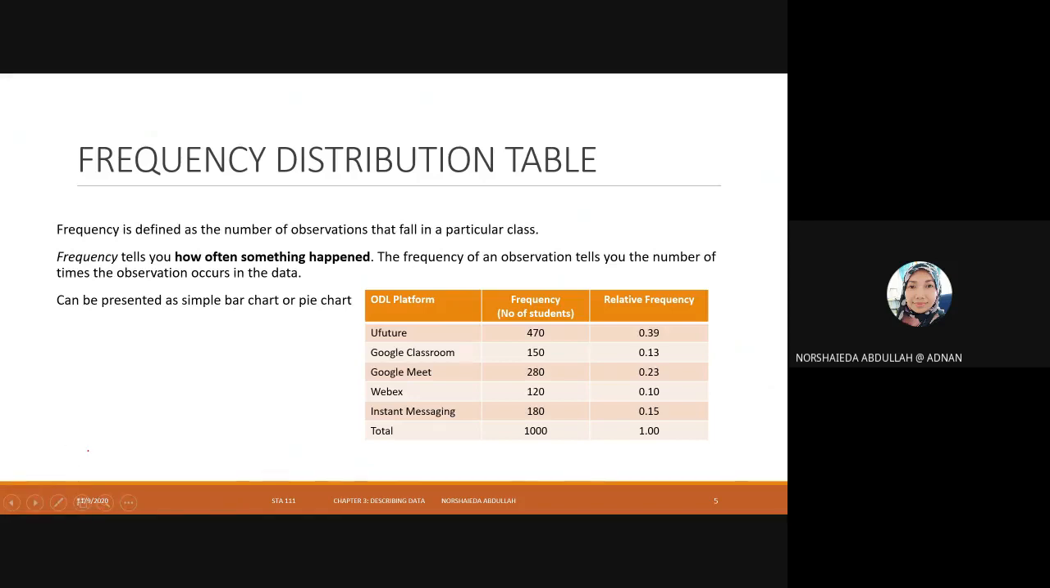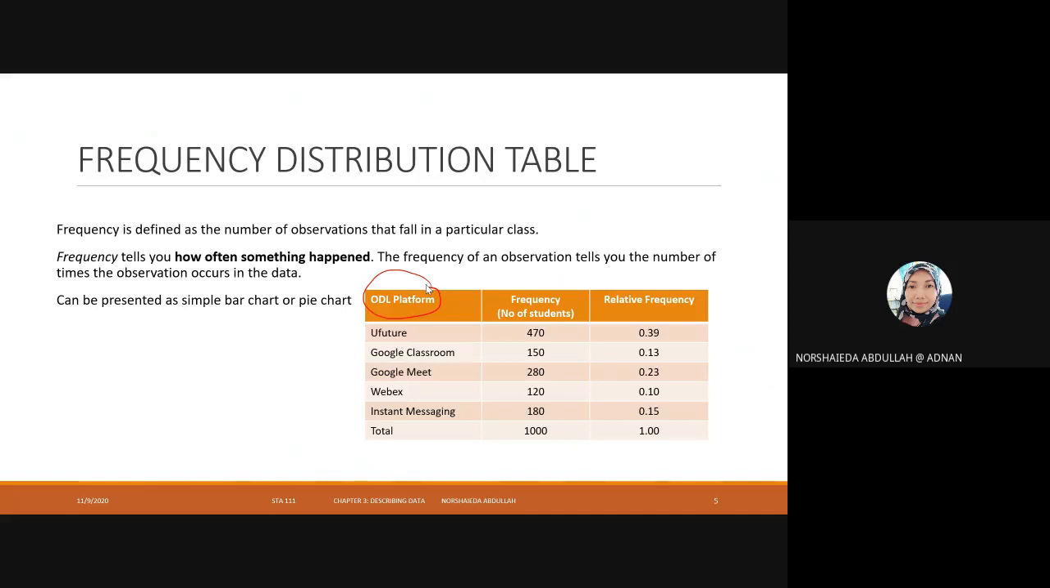The variable here is the ODL platform preferred by the students. So it is a qualitative variable. Under this variable, there are five categories: UFuture, Google Classroom, Google Meet, WebEx, and instant messaging.